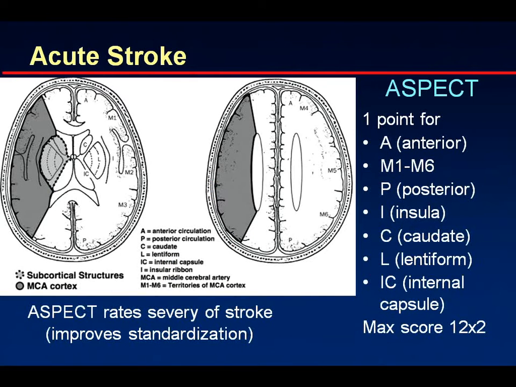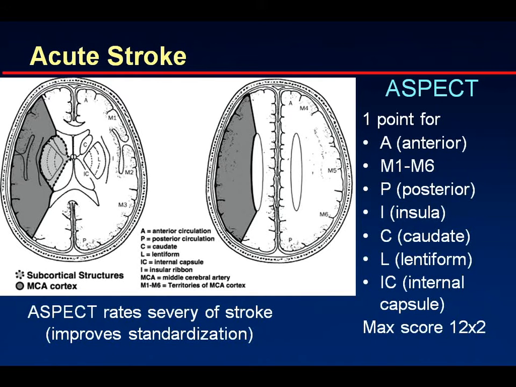Now, in order to get a little bit more standardization into this mess, people have come up with the ASPECT score, which basically scores the territories. And basically, you get 1 point for every territory, and because the media territory is so huge, you get more points for that. You actually get 6 points for the media territory. And you can see M1 is here, 2, 3, 4, 5, 6.